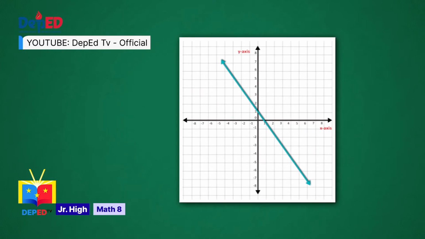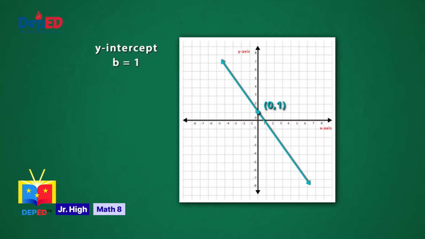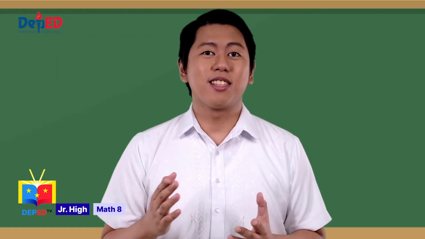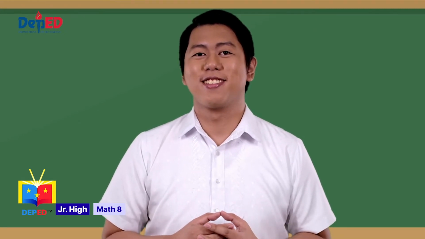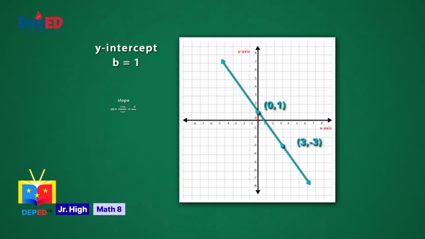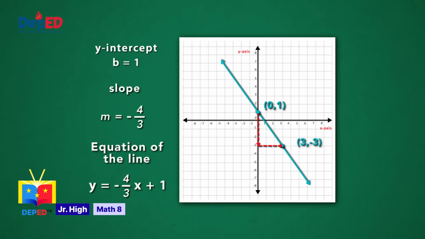Now, what is the y-intercept? The line intersects the y-axis at (0, 1). So, the y-intercept is 1. Now, from this point, let us identify the slope by counting downwards first. How many steps will we take such that the next coordinates are integers? To this point, we will move 4 units downward and 3 units to the right. Hence, the equation is y = -4/3 x + 1.